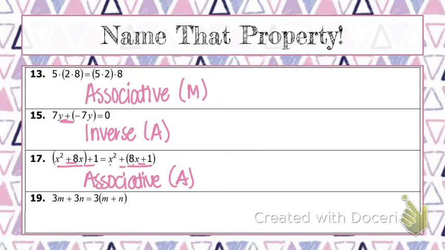Okay. Finally, we have number 19. This is backwards to what we would normally see, but all this is saying is that 3 times (m plus n) equals 3m plus 3n. That is the distributive property. And remember, the distributive property involves both addition and multiplication, so it does not have to get a subcategory. All right.